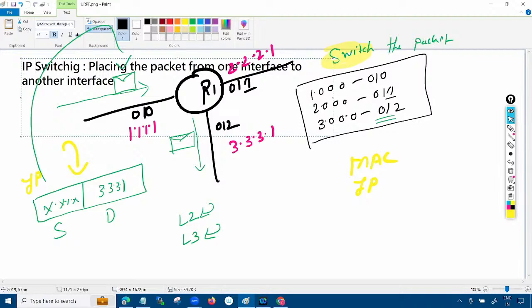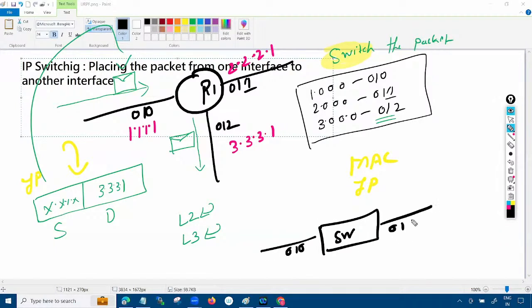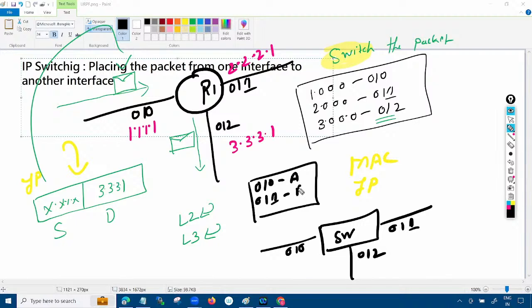If I talk about the layer 2 perspective, in layer 2, what happens? Take for example the case of a switch as well. Understand the concept. On a switch, what happens? We have 0/0, we have 0/1, and we have 0/2. On a switch, we have a MAC table. On 0/0, we have MAC A. On 0/1, I'm so sorry, MAC B, and on 0/2, we have MAC C.